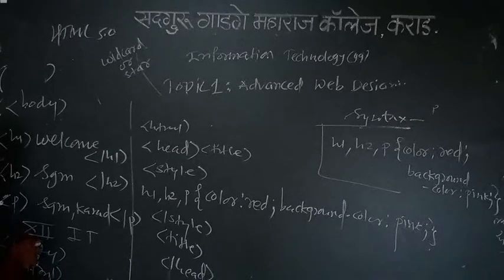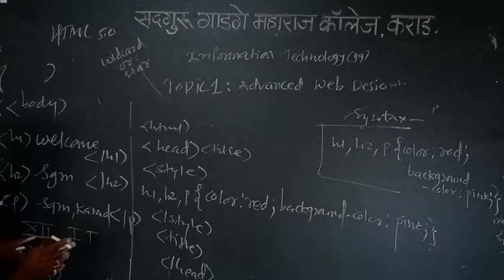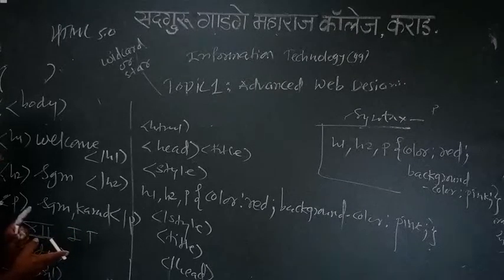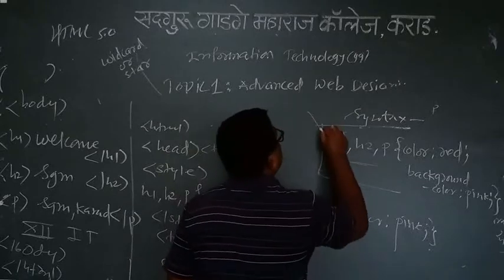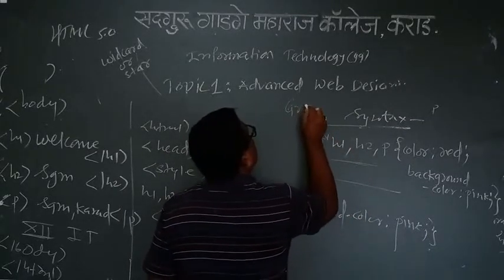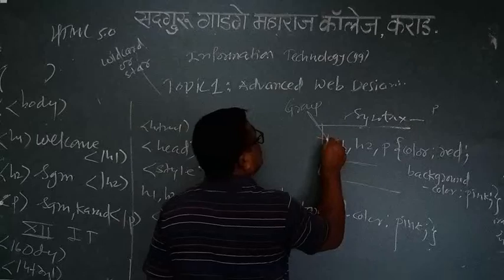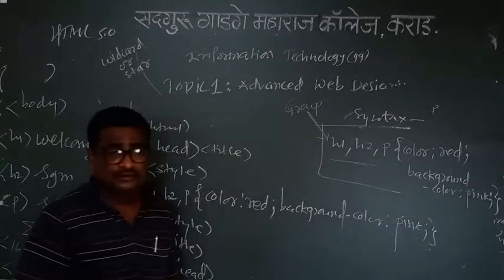See here the text 12th IT. This text is simple text because the style is not applied on that text here. Okay. Simply the style is applied on the H1 tag, H2 tag and P tag, and these three tags are in a group. Therefore it is called a grouping.